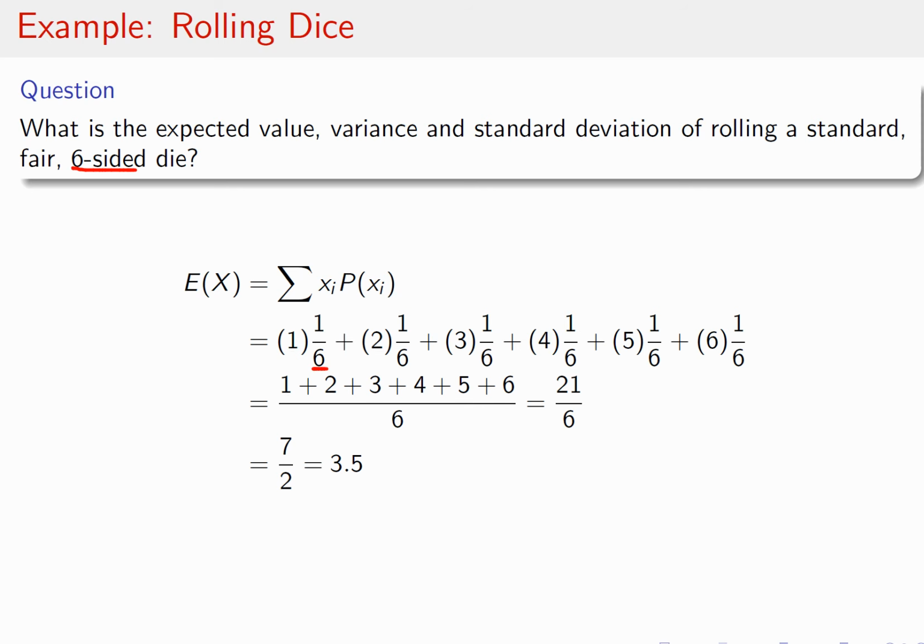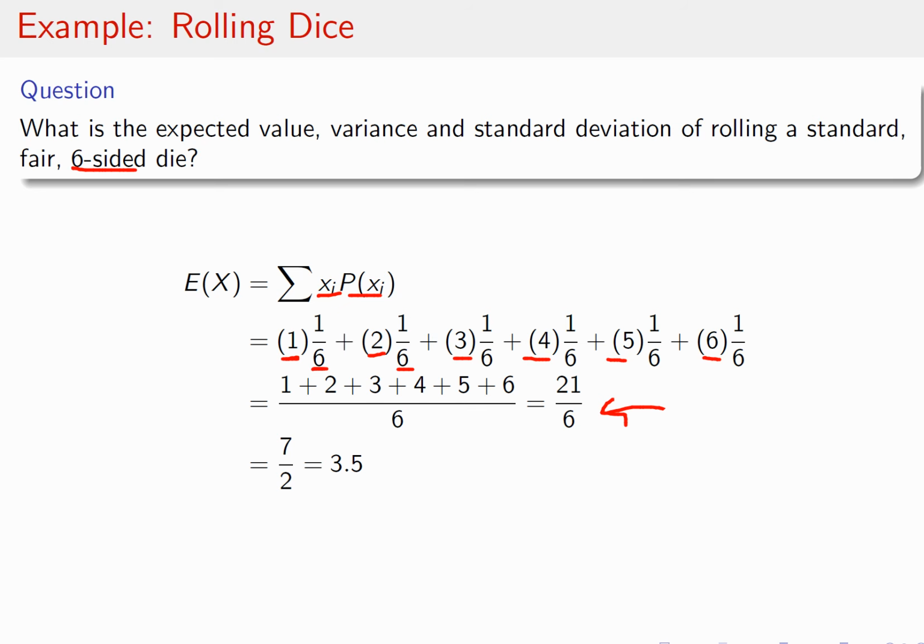So you'll notice what I'm doing. I'll take the outcome of 1 times the probability that it occurs, the outcome times the probability. Outcome of 2 times 1/6, outcome of 3, outcome of 4, outcome of 5. So I just take all of the outcomes times the probability that that particular outcome occurs, and then I sum all the products. And in this case, you can see that 1 plus 2 plus 3 plus 4 plus 5 plus 6 equals 21 over 6.